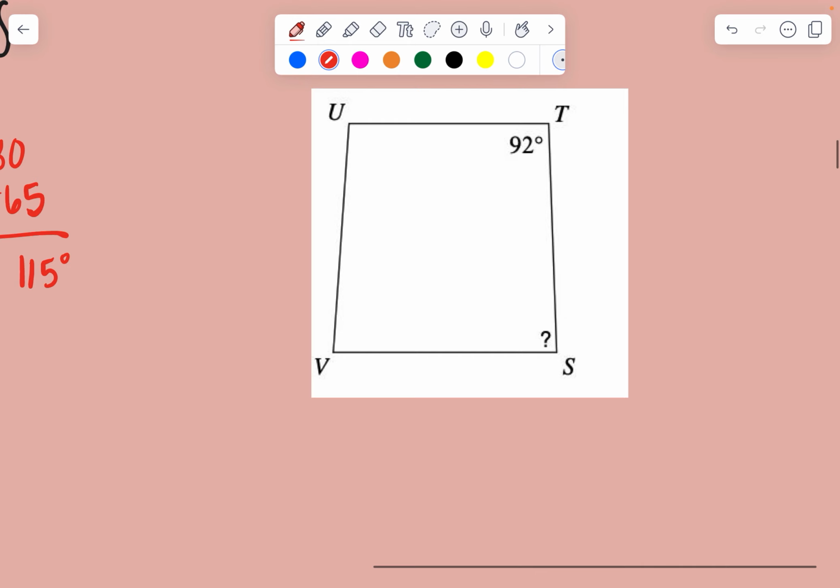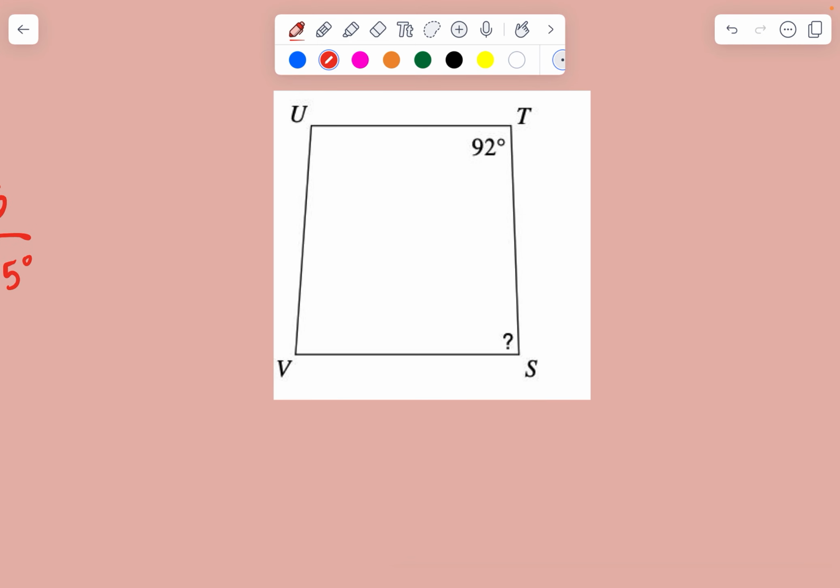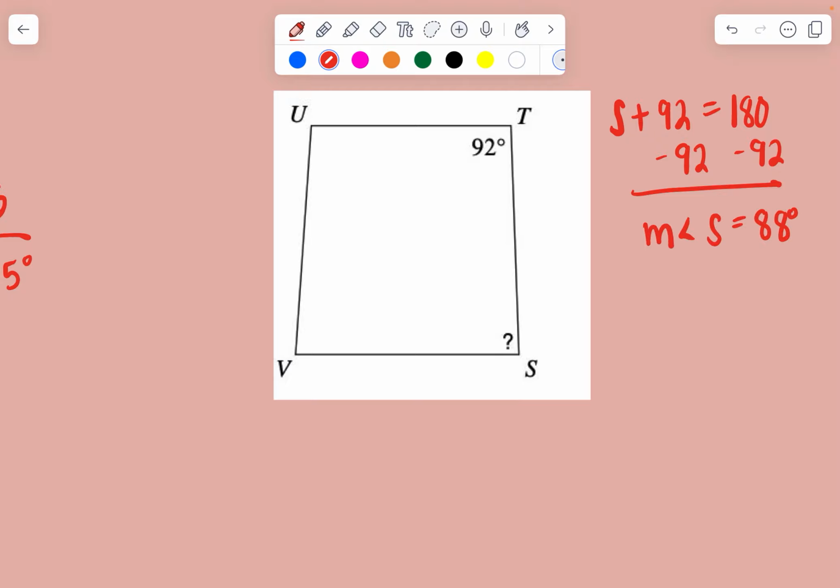Same type of problem for this one. Angle S and angle T are supplementary, so they will add up to 180. So angle S plus 92 is 180. Taking 92 from both sides, we get that the measure of angle S is 88 degrees.